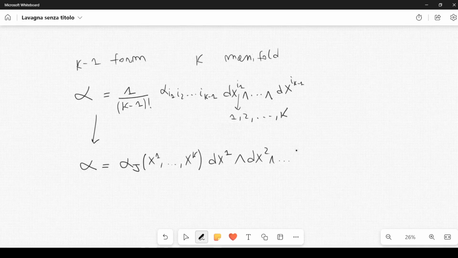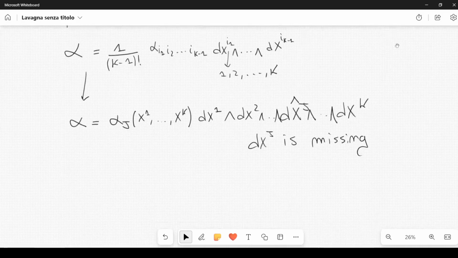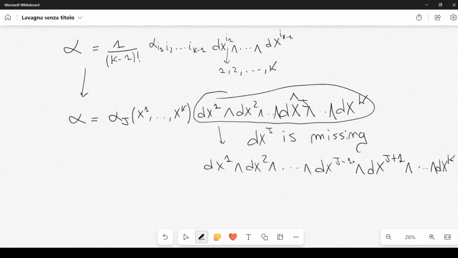Then I have dx hat j. I will explain in a moment. First let me write it: dx hat j. So here first I have a wedge, then I have another wedge, so wedge dxk. Now, this hat indicates that dxj is missing from this differential. Another way to write it is dx1 wedge dx2 wedge ... wedge dx(j-1) wedge dx(j+1) wedge ... wedge dxk. So it means simply that dxj does not appear in these differentials.